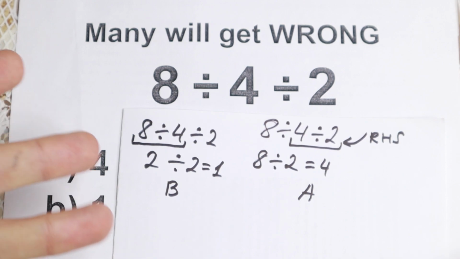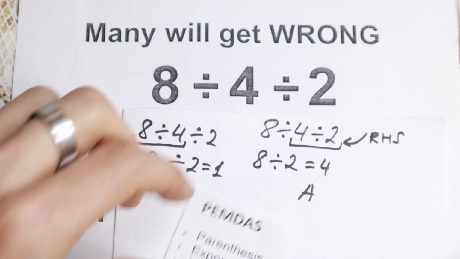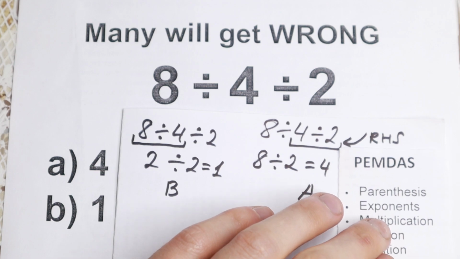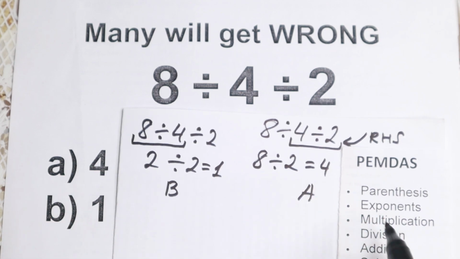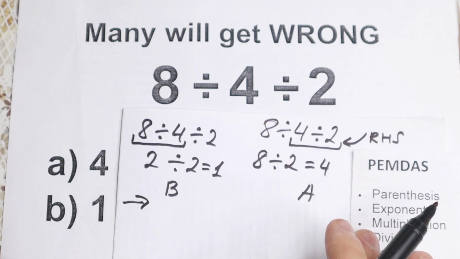Because it looks like division, so let's go from the right hand side, from the left hand side, and then I'll show you PEMDAS, the most popular order of operations in the world. I put this order right here. We have parentheses, we don't have parentheses, we don't have exponents, we have multiplication and division. We don't have multiplication, we have only division, but PEMDAS works from left to right.